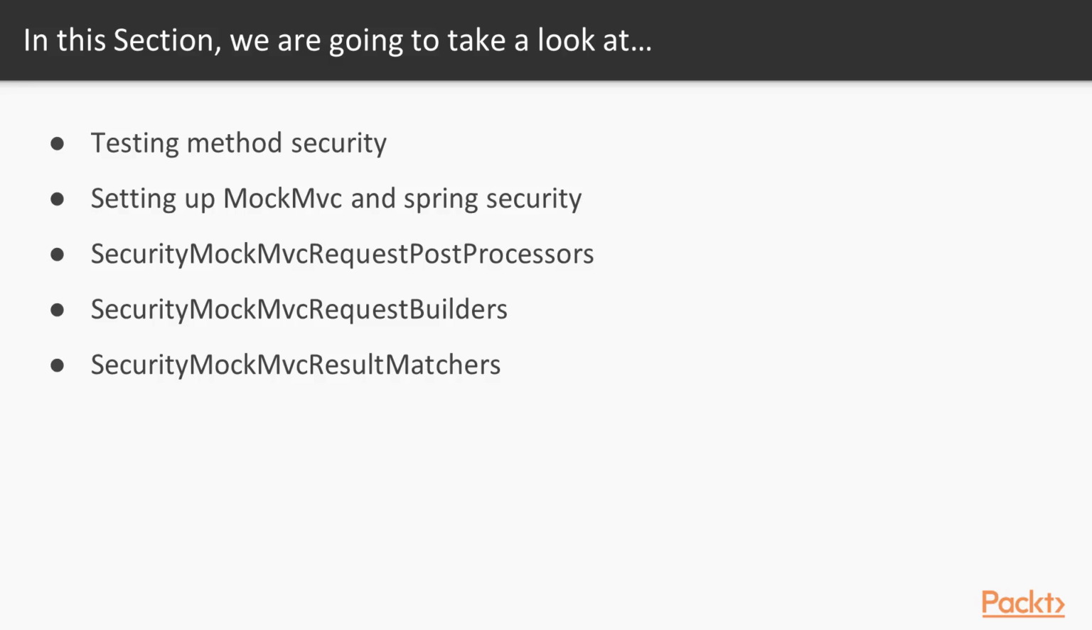So in this section, we will learn how we can test method security, how we can set up mock MVCs with Spring Security, how we can use request post processors to perform requests, and how we can use request builders to do the form logins. This will be all JUnit test cases. And we will see how we can use result matchers to validate the result.